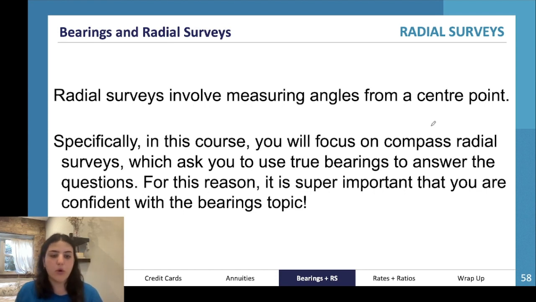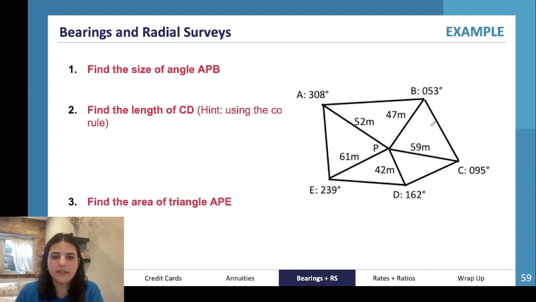That's why it's super important that before you tackle radial surveys, you're also comfortable with bearings. Okay, so this is a standard question. Find the size of angle APB. So you'll see we have a center point here, which is represented by the letter P. Then we have the distance to those outer points.